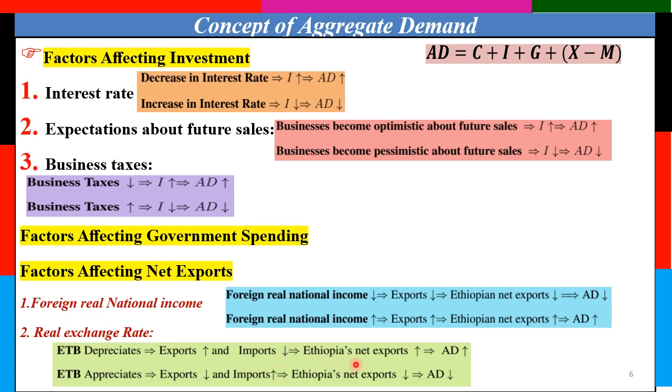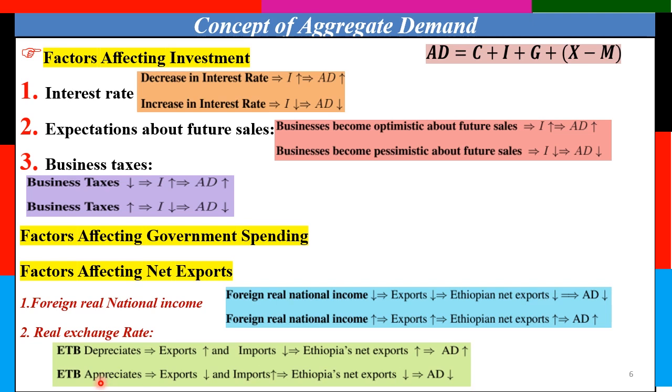So this implies Ethiopian net export is increasing. Why is the net export increasing? Because export is increasing and import is decreasing. Large number minus small number means the net export becomes the largest one. This causes the aggregate demand to increase.